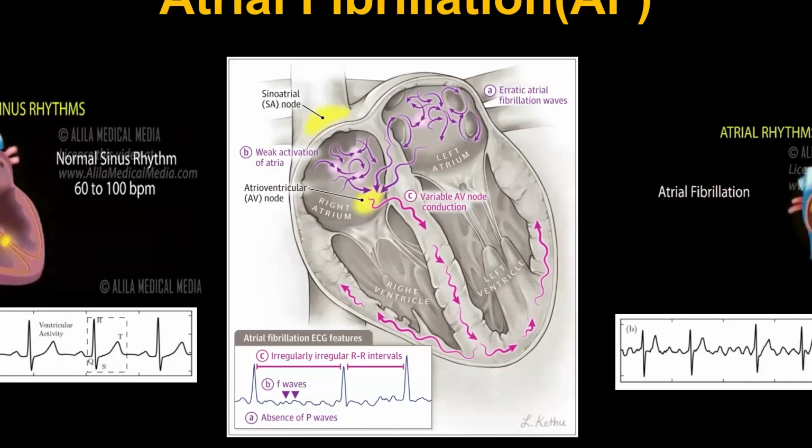This shows upwards of 360 reentry circuits in the left atrium bombarding the AV node. And because some of the impulses are more or less conducted through the AV node, there is more or less refractoriness and therefore an irregular heart rate.